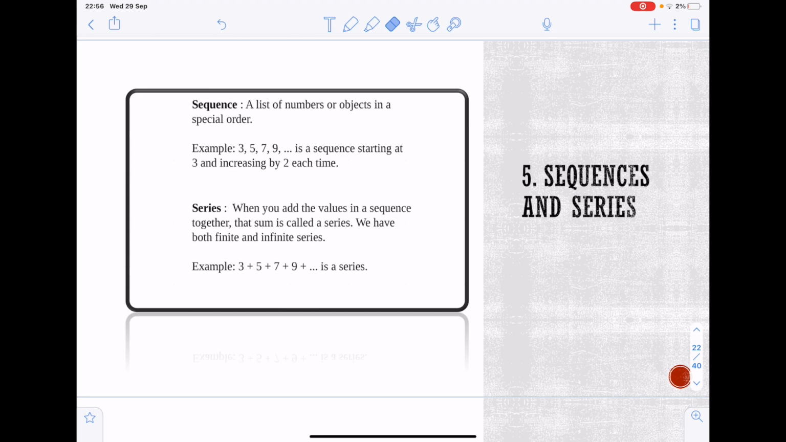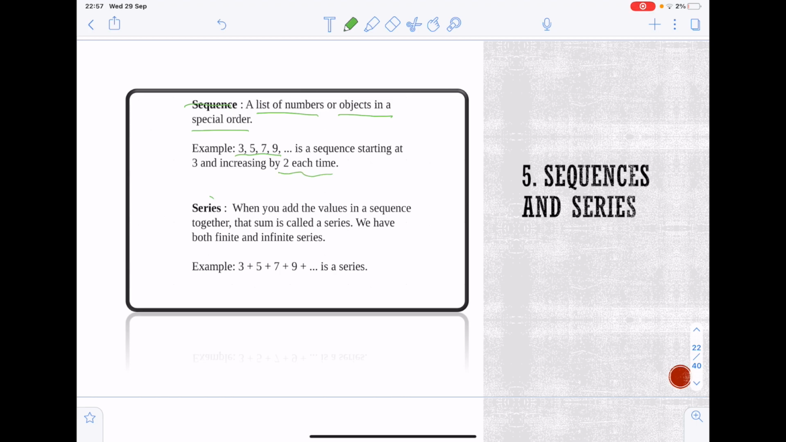Okay. In sequence and series, we have the sequence. The general definition of a sequence is a list of numbers or objects in a special order. Let's see this example: we have 3, 5, 7, 9. We can see that those numbers are in a special order. If we add 3 with 2, we get 5. Then if we add 5 with 2, we get 7. Then if we add 7 with 2, we get 9, and so on. So we get each number by adding 2.